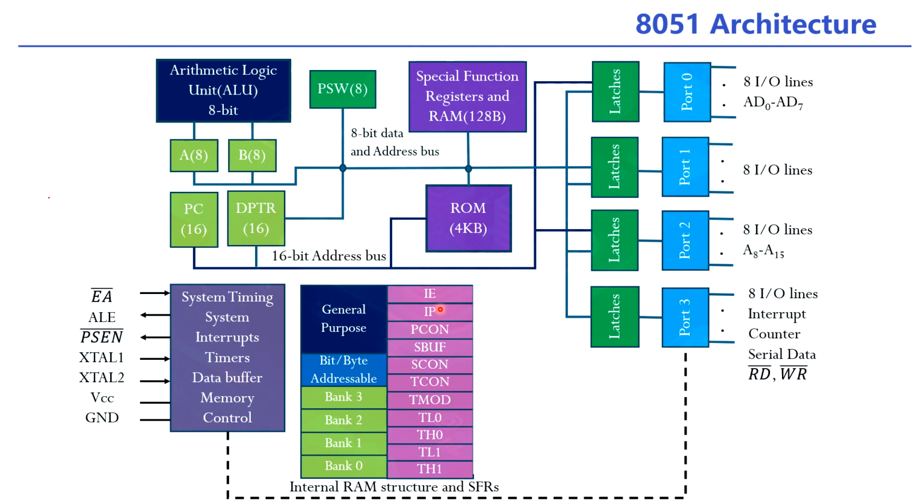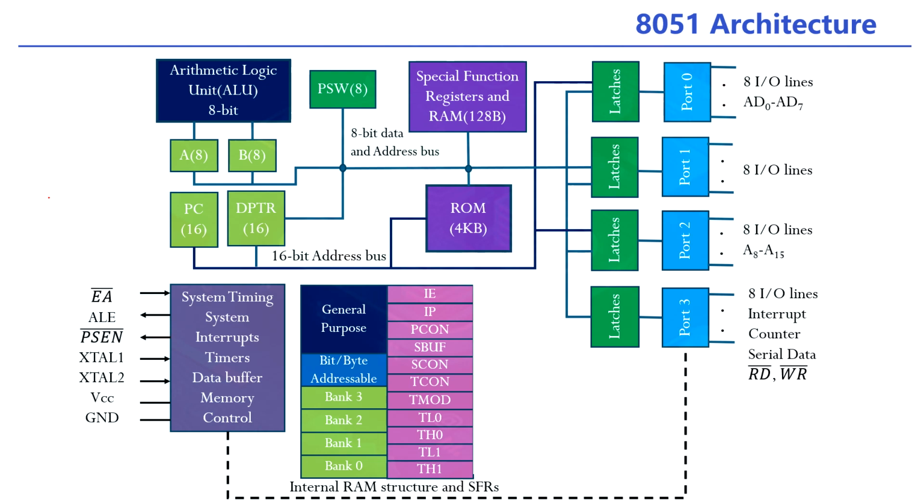And also some special function registers are available in the 8051 microcontroller. TH1, TL1, right? TH0, TL0, TMOD, TCON, SCON, SBUF, PCON, IP, right? IE. These are the special function registers. We will use them one by one to see what the benefit of these special function registers in the 8051 microcontroller is.